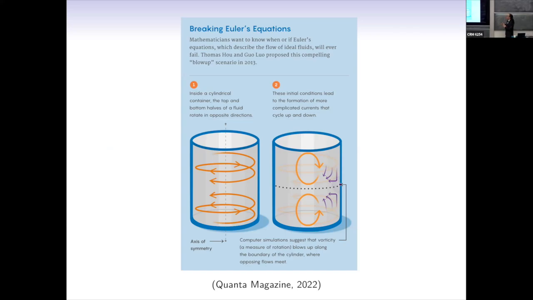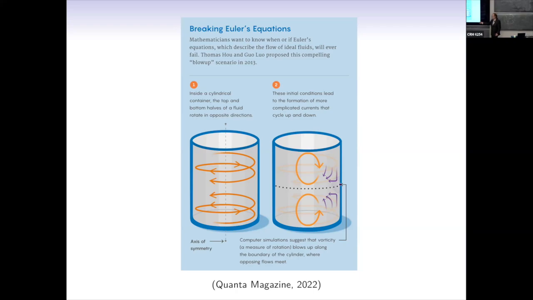Okay, so just to give an idea about the singular scenario that I mentioned before, this is a picture taken from Quanta Magazine, from their piece on our paper using machine learning for fluid equations. And essentially what you see, they work in a confined cylinder, and everything is axisymmetric, and the blow up is going to happen on the plane z equals zero, r equals one.